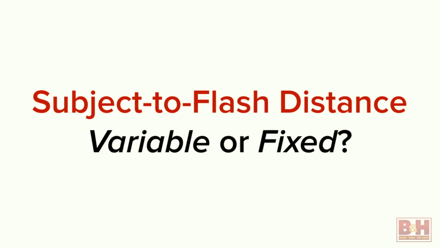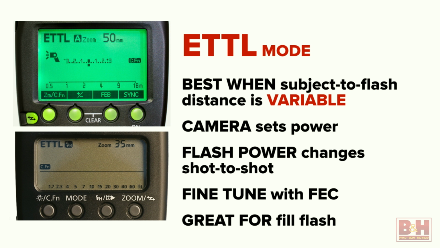But if you're then at the prom and you're running up to a couple and saying smile, and then you turn your camera and shoot somebody that's 20 feet away, by just turning your camera, you've gone to a variable or dynamic situation. So if the subject to flash distance changes, all right, you want to be in ETTL. All right? This is the best mode.